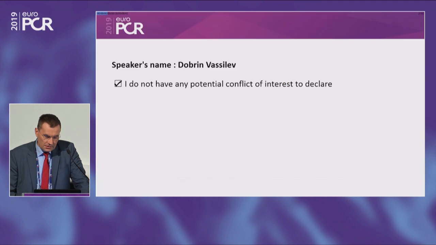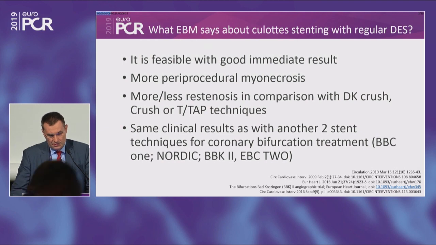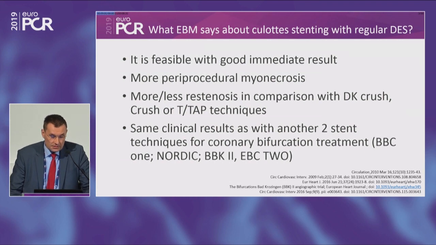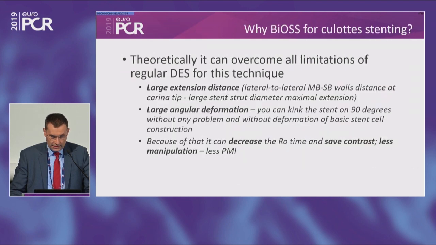Culotte technique, in general: at the moment, what we know is that it's feasible with good intermediate results. As any double stenting technique, it gives more periprocedural myonecrosis. Depending on the study, there is more or less restenosis; in most studies, there is less restenosis in the culotte groups compared with other double stenting techniques. And the clinical results in MINT at long term are practically equal with other two-stent techniques.